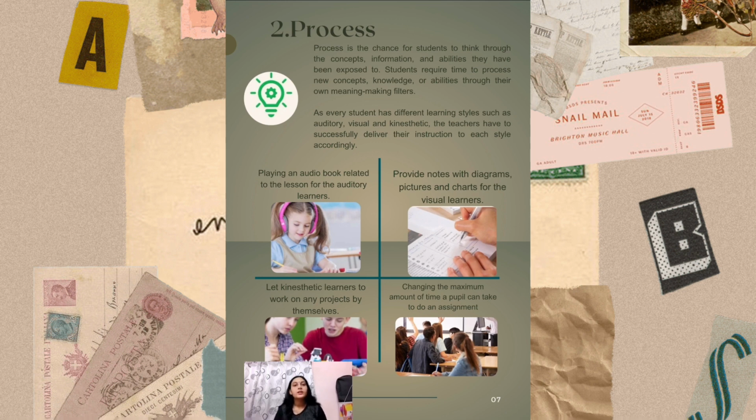For example, for the auditory learners, the teachers may play an audiobook which relates to the lesson or subject that they are teaching on that particular day. For the visual learners, the teachers can provide notes with diagrams, pictures, and charts. For the kinesthetic learners, the teachers may let the students work on hands-on projects or science experiments by themselves. Lastly, the teachers may also change the maximum amount of time a student takes to do an assignment.